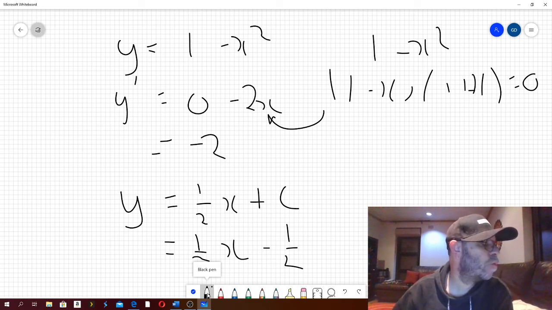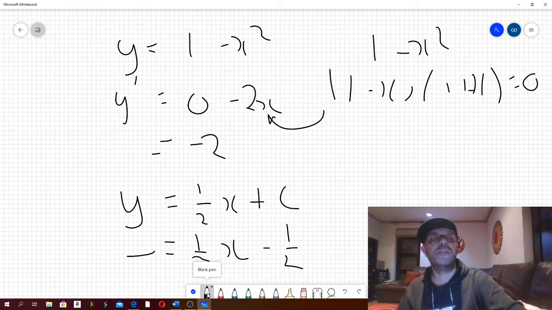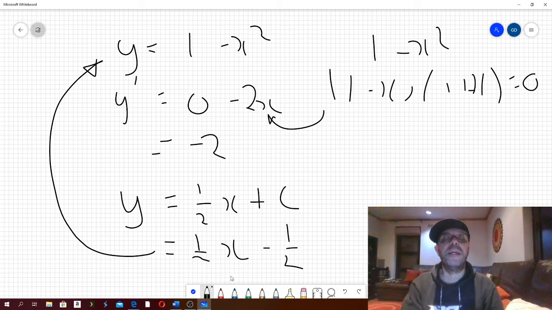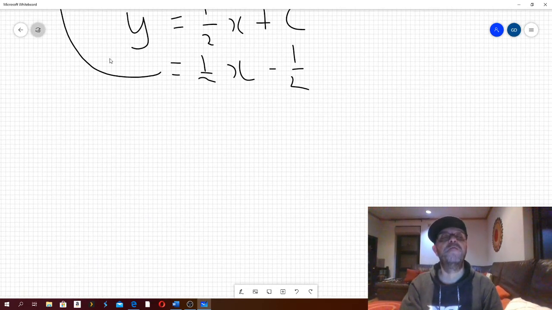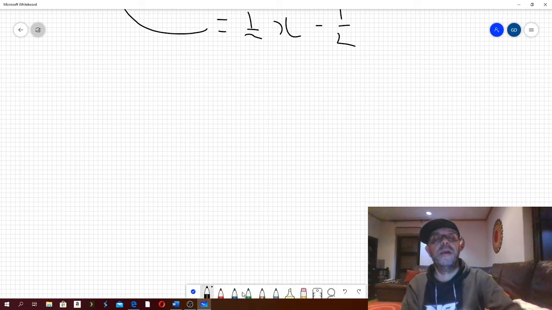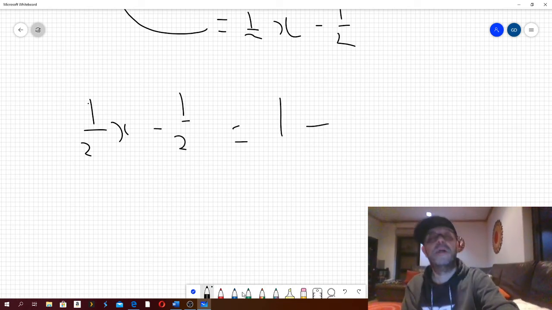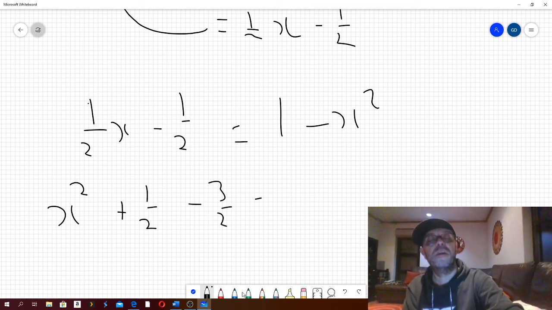And they also said we must find the coordinates of the point where the normal meets the curve again. Alright, so that means that I must use this equation and solve it here, by making it equal, because when they are equal they will cut each other. So let's use the half x minus a half, and we say half x minus a half must equal 1 minus x squared. Take everything over, we get x squared plus a half x, and minus a half minus 1 is minus 3 over 2, is equal to 0.